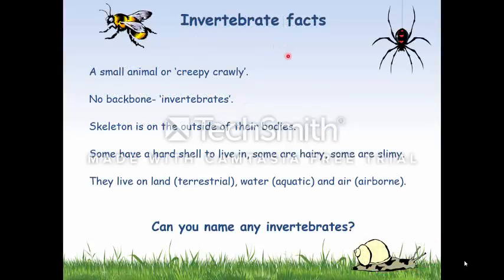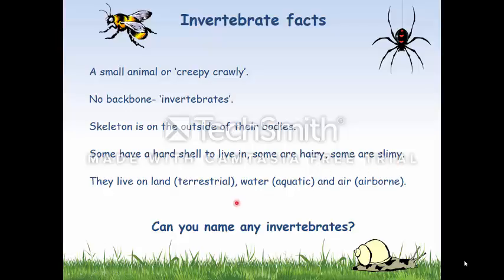Invertebrate facts. So invertebrates are really small animals. Some people call them creepy crawlies, but the proper scientific term is invertebrate. This word comes from the fact that they have no backbone. Their skeleton is on the outside of their body, which is called an exoskeleton, and it's a protective feature. Some of them have a hard shell, example the snail. Some have hairy bodies, example the spider, and some are slimy like slugs.